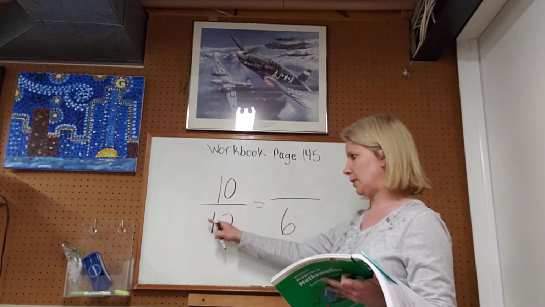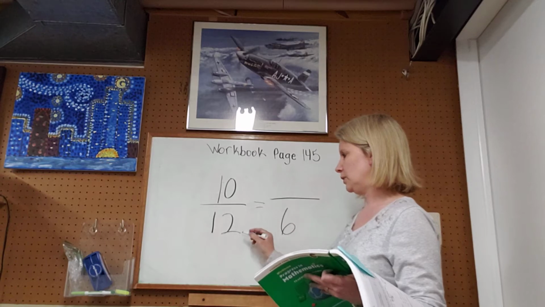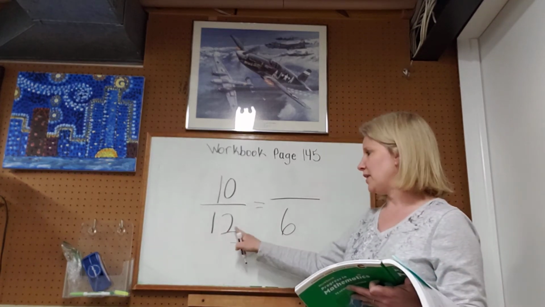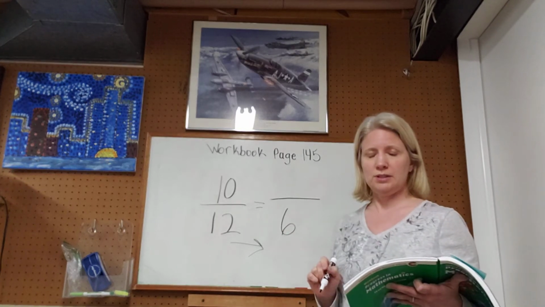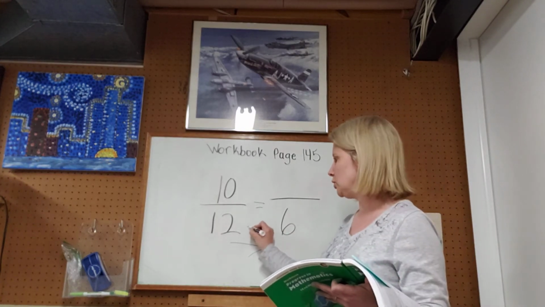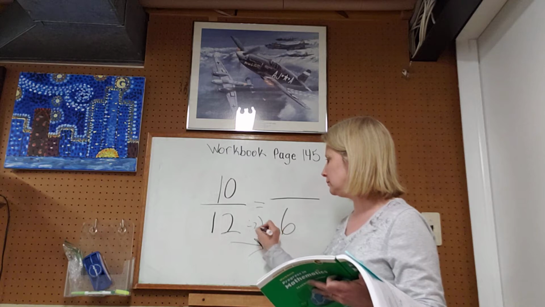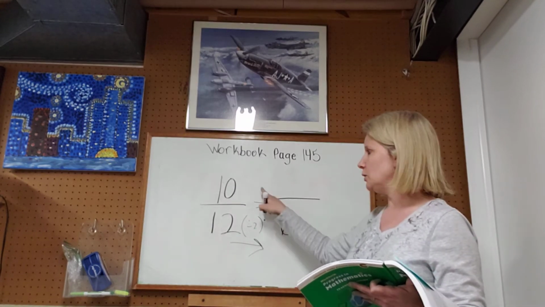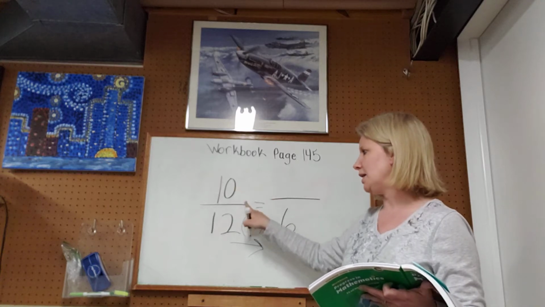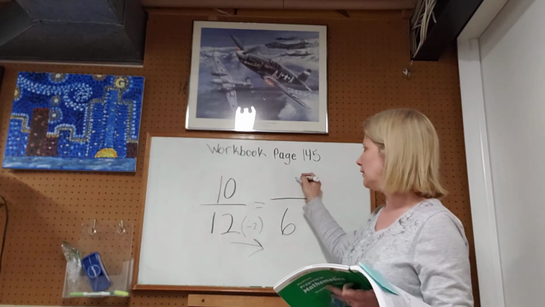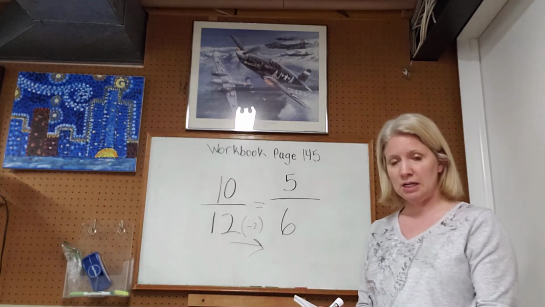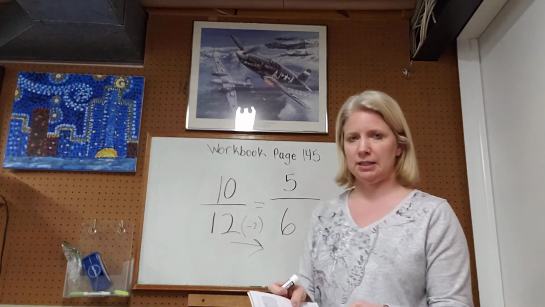Or you can think of it this way: 12 divided by what number gives you 6? It's 2. You divide by 2 on the bottom. 12 divided by 2 would be 6. So you also have to do that on the top. 10 divided by 2 gives you 5. So your answer for 13 should be 5/6.